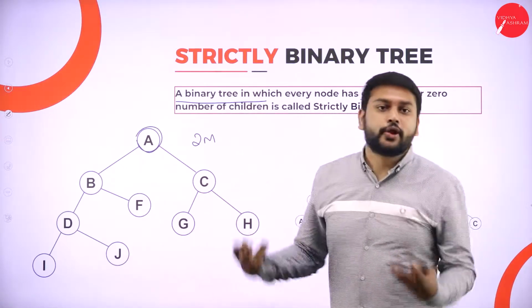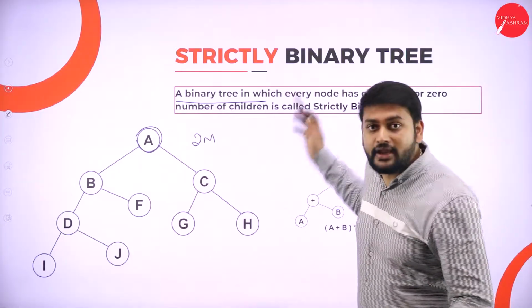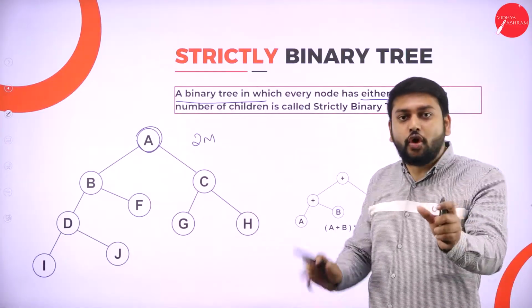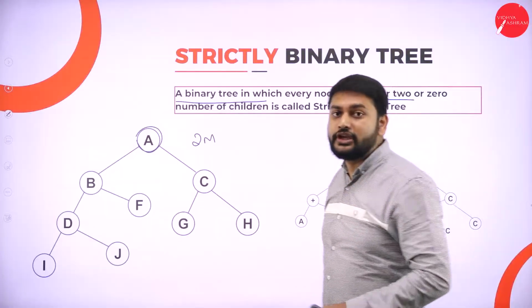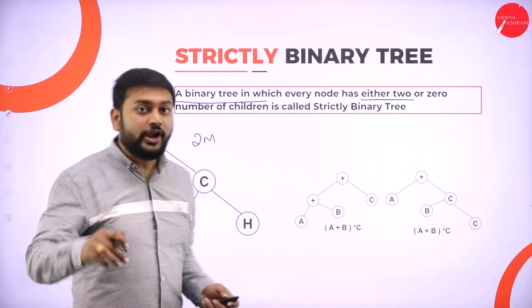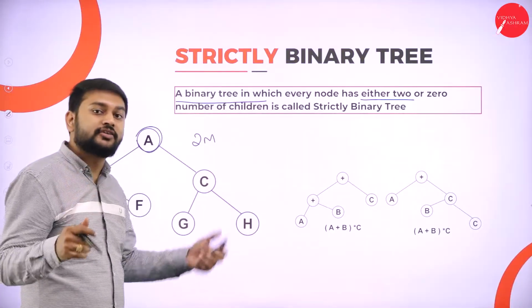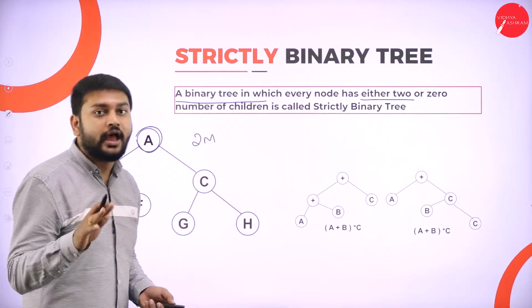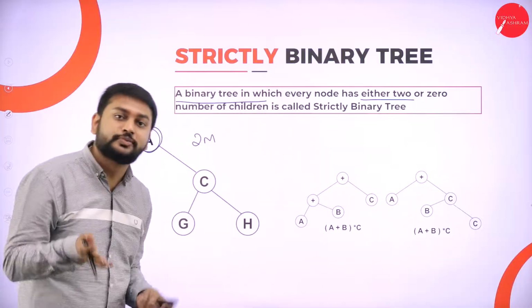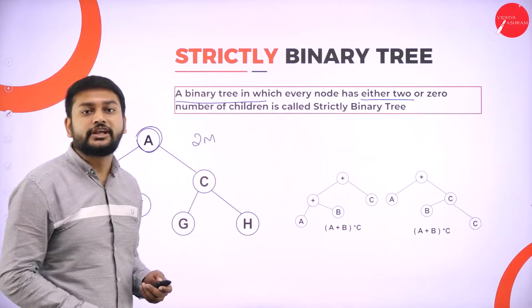For this node, I don't have any node. Can it be a strictly binary tree? Yes, of course, because 0 or 2, that is what you need to remember. But when it comes to a binary tree, I can also have 1 child node. But here, when it comes to the strictly binary tree, I should not have 1. It should be 0 or 2. That is what you need to remember.